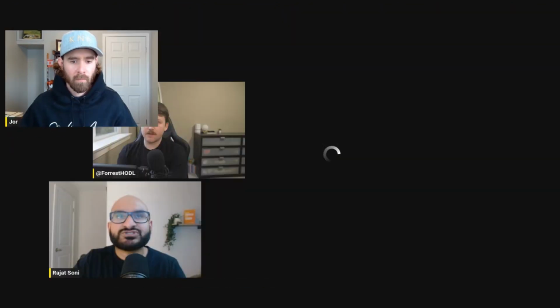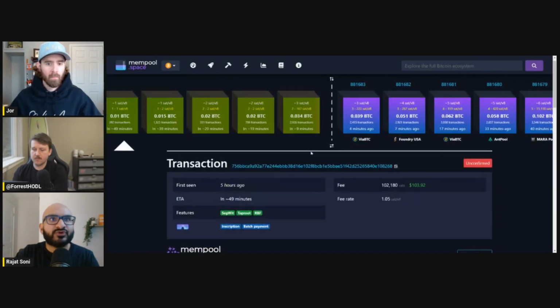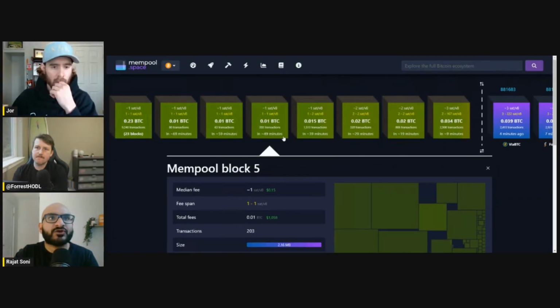If one of you guys wants to launch into maybe one of the things to think about here. Yeah, sure, let's start with mempool. Can you just accept my screen share there? So on mempool, you can see what exactly a UTXO consolidation is.